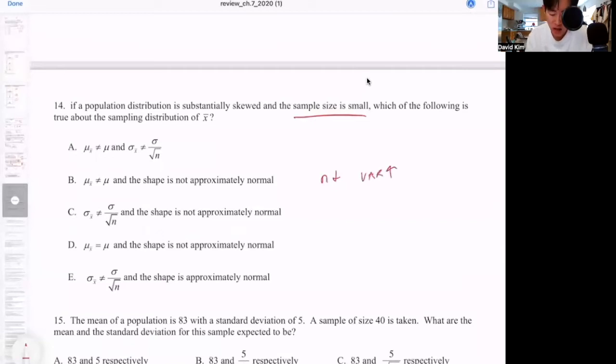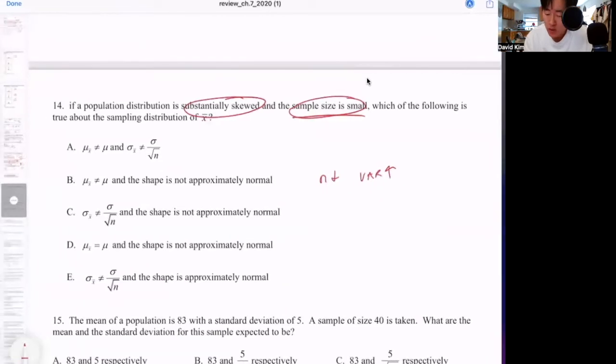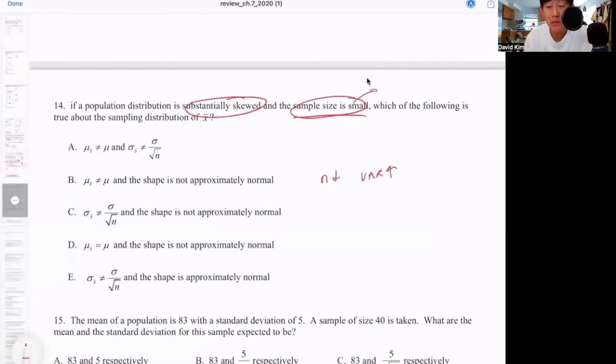Because we do not have a normal distribution curve from the get-go, and because the sample size is too small, notice how they emphasize the word small. We can't really assume the central limit theorem applies, because it only applies when the sample size is substantially big enough that it can be assumed to be normal.